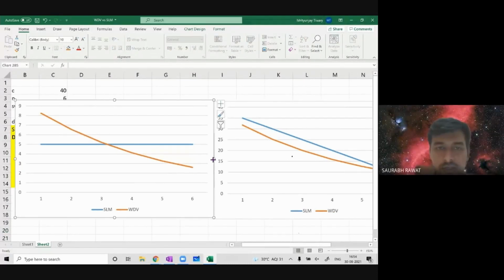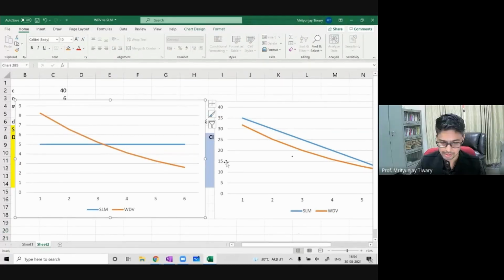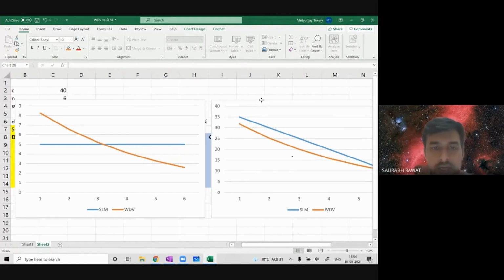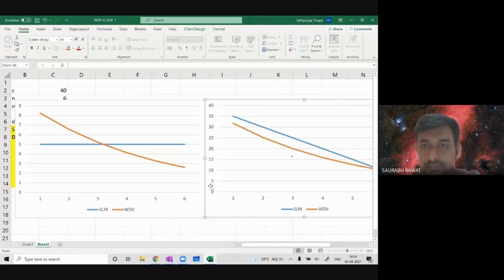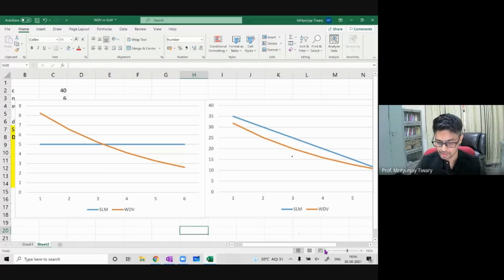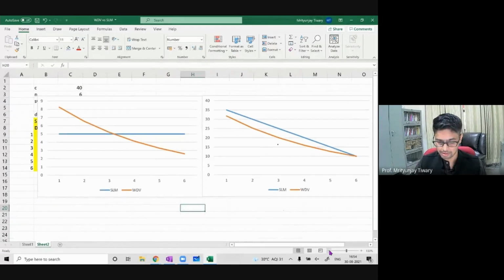इसका size reduce कर दीजिए chart का. Sorry, come again. I was saying the same thing कि chart का area reduce कर दीजिए. That's it. Okay. Zoom out भी कर सकते हैं, not at all a problem. Okay.